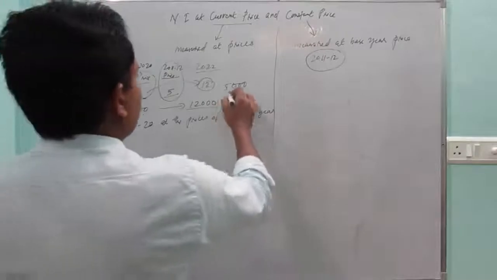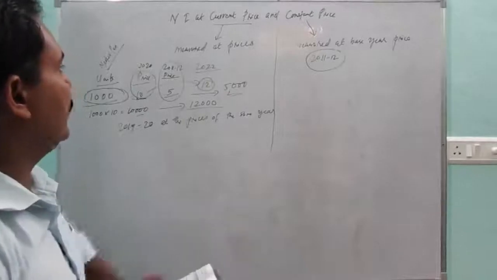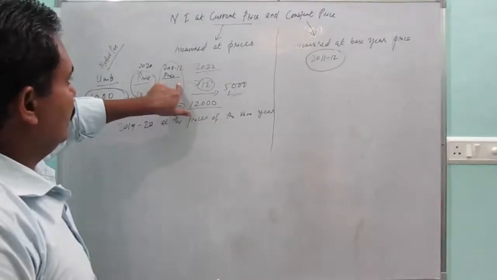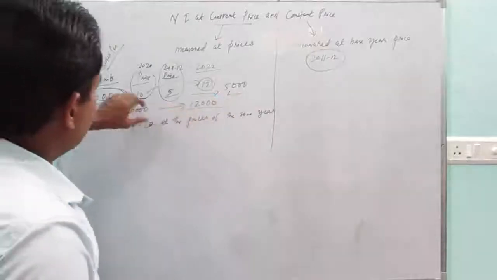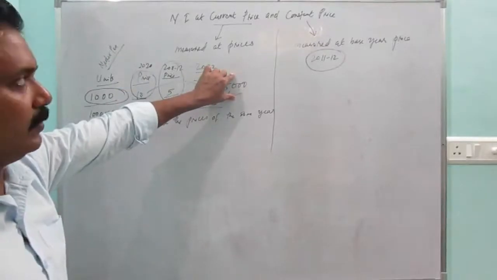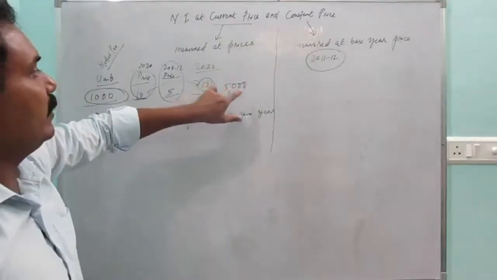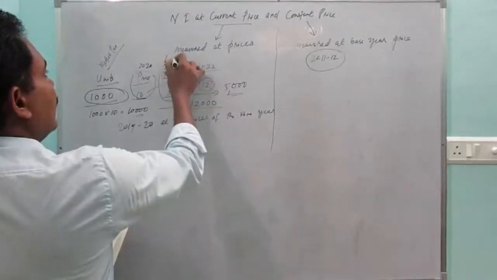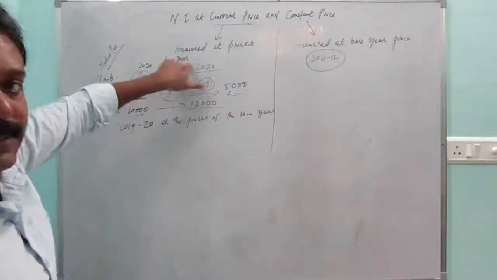Okay, some 5,000 you consider, and no change will be there. If this is the base year price, it started in 2011 and 12, 13, 14 also same, 14, 15 also same, because there is no change. In 2020 also the same value of output will be there if you are calculating national income at a constant price, because this is the base year. We calculate national income here with base year rate only.